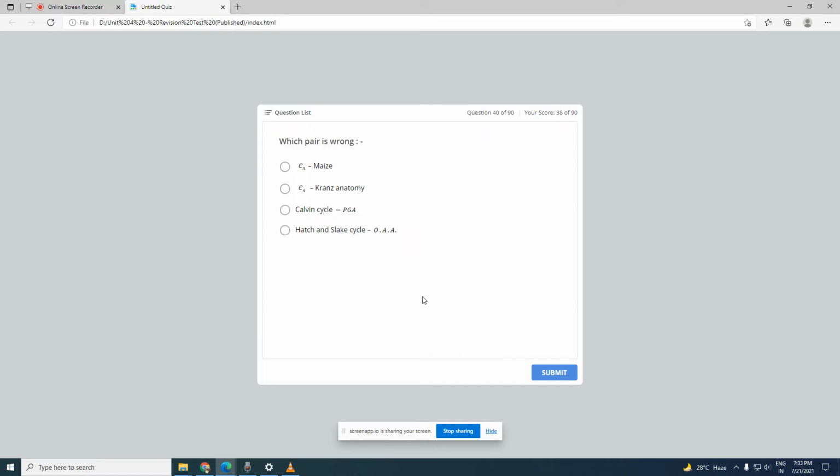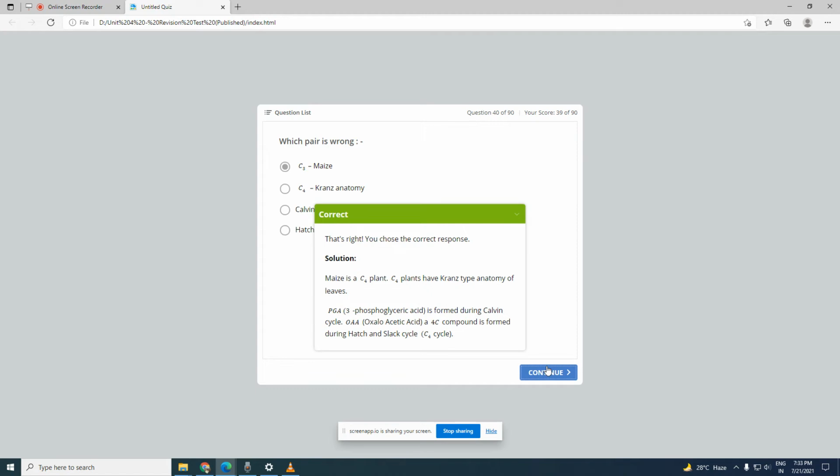And in our app also, we have a similar categorization. You can take easy questions from biology, and you can also solve medium questions and hard questions, depending on your level of preparation. The right answer for question number 40 is option A, C3 Meise.